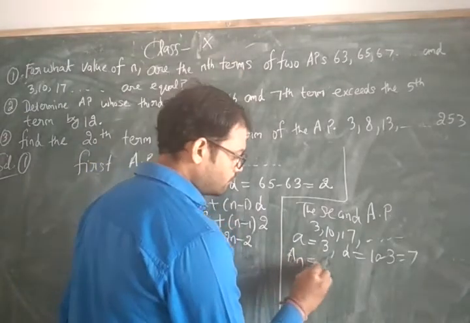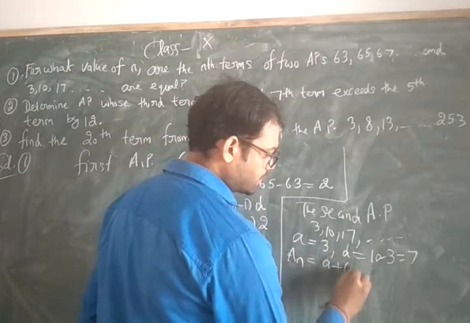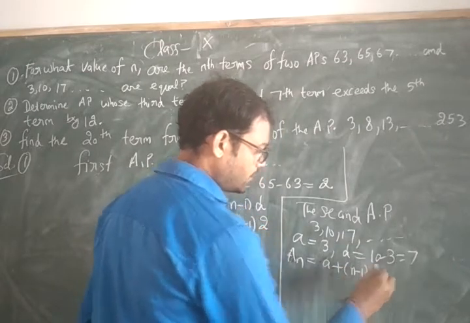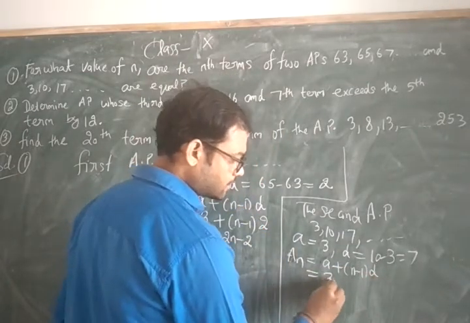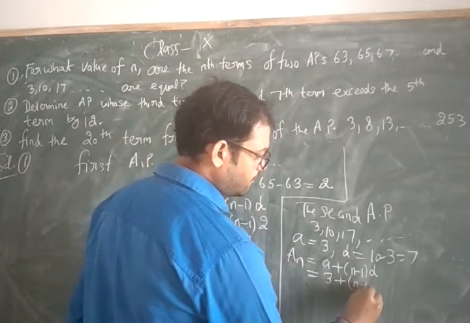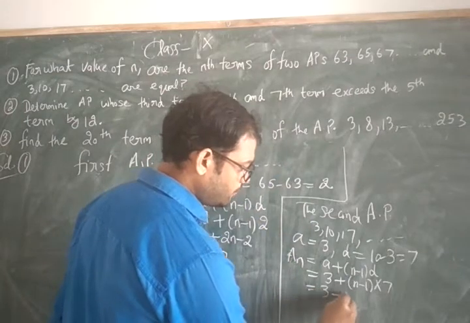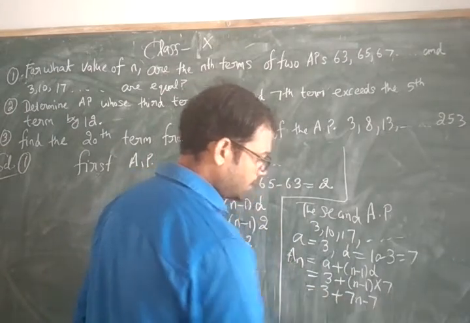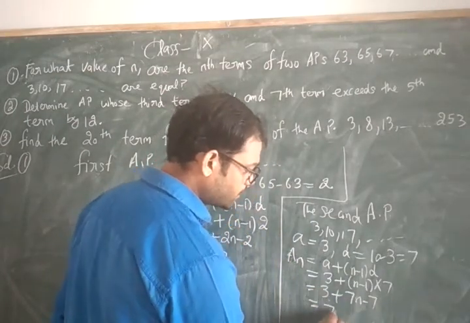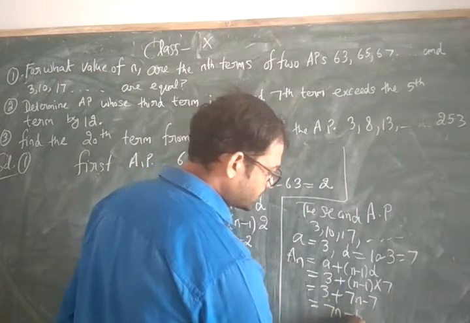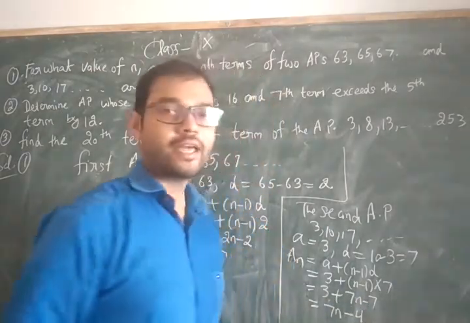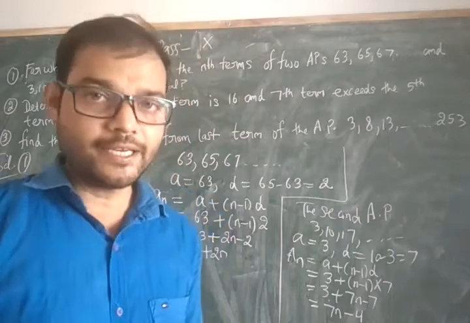So capital An will be equal to A plus n minus 1 d. The value of A is 3 plus n minus 1 and d is 7. So 3 plus 7n minus 7. So it becomes 7n minus 4. This is your nth term of the second AP.